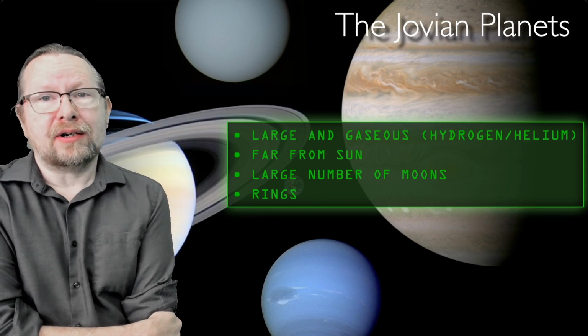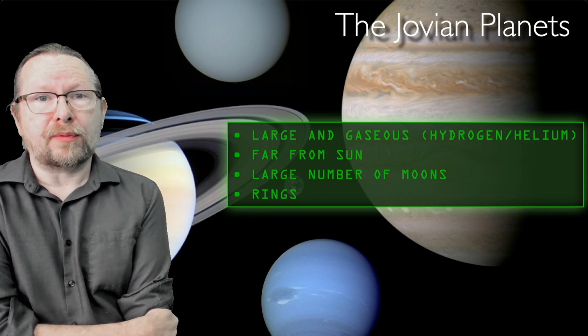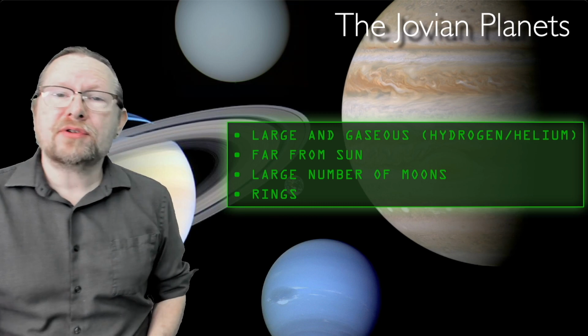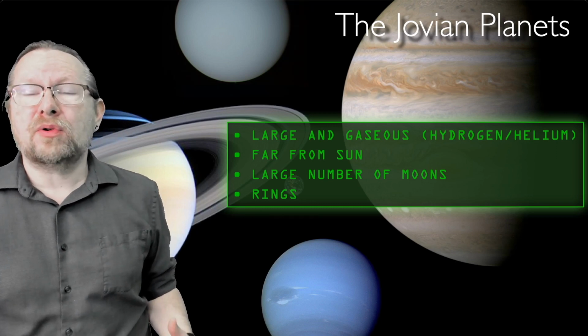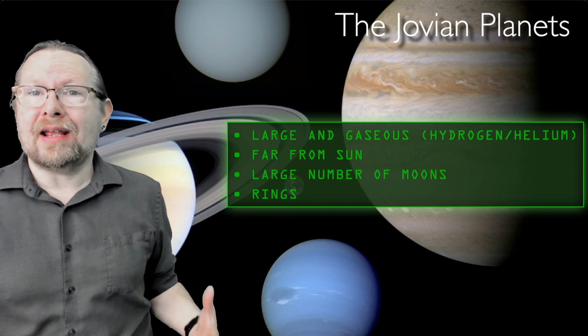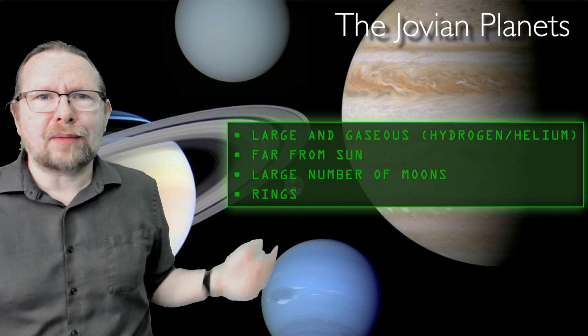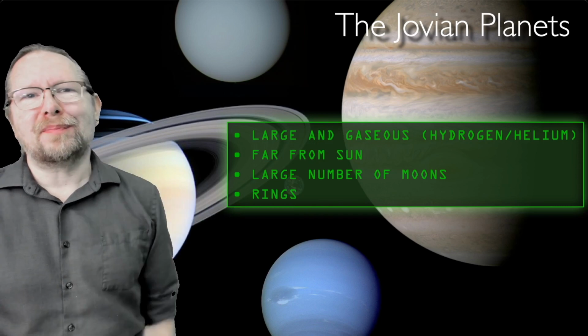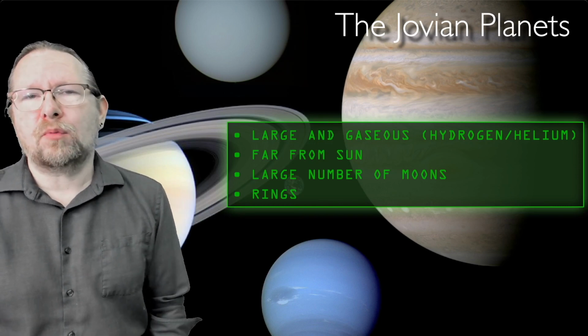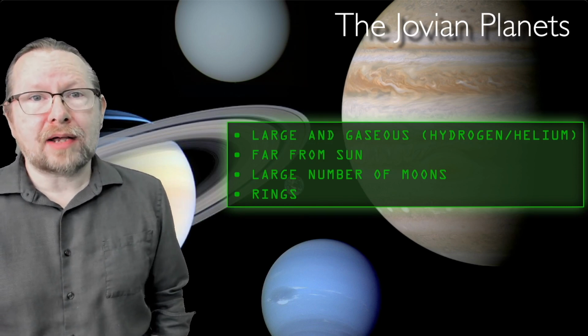In our planetary system, the Jovian planets are far from the sun compared to the terrestrial planets, and they have large numbers of moons, anywhere between 12 and 50, 60 or more moons. Saturn has so many moons I stopped counting. Every time we fly a spaceship past Jupiter and Saturn, we discover more moons. And all of the Jovian planets have rings.